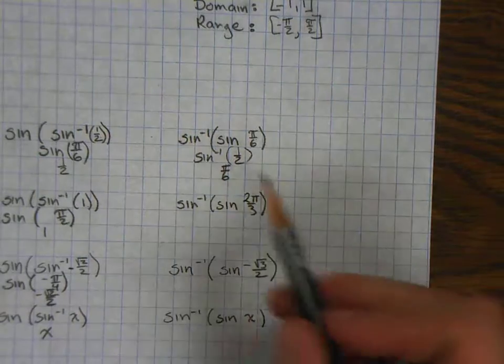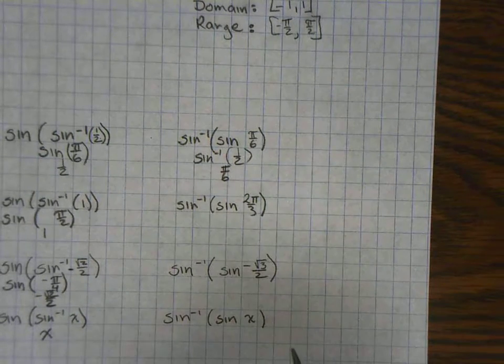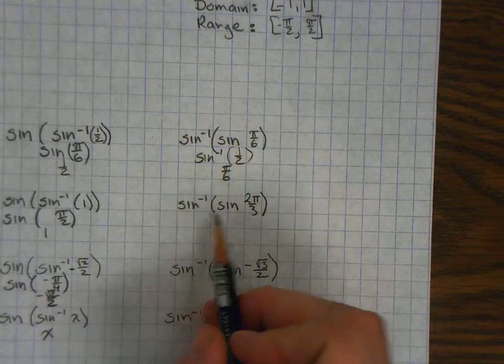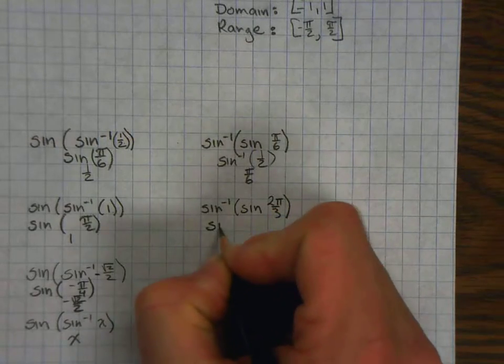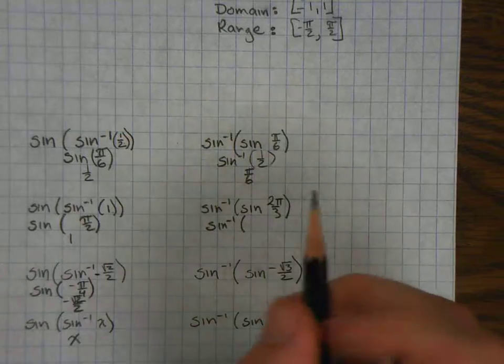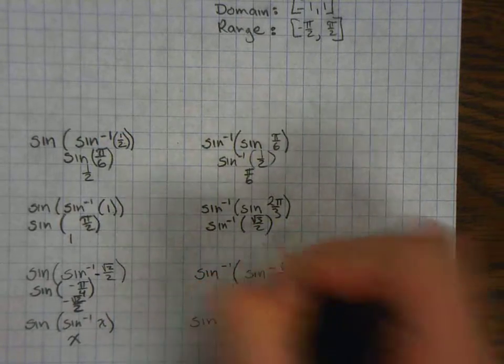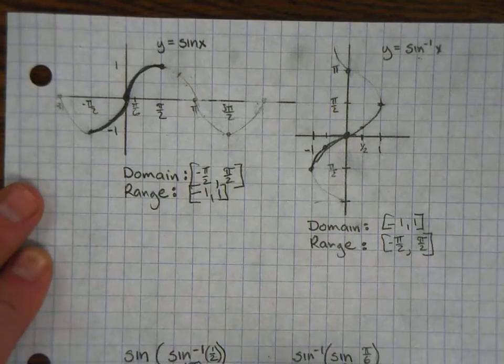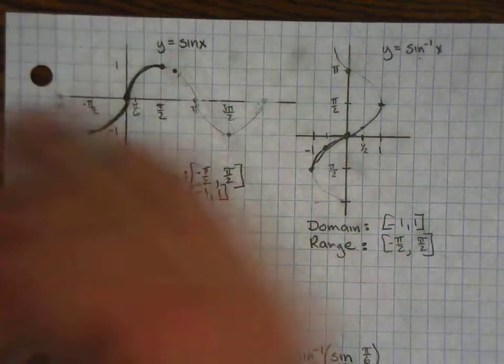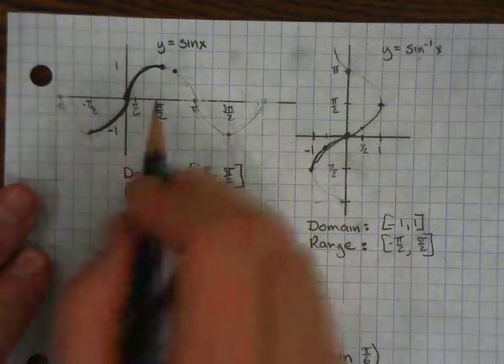So the first time, inverse sine of sine of pi over 6 ended up being pi over 6. But let's look at sine of 2 pi thirds. You've probably memorized sine of 2 pi thirds. Sine of 2 pi thirds is, let's see, square root of 3 over 2. Let's see if that's right. 2 pi thirds is somewhere up here. That's actually off our restricted domain part.